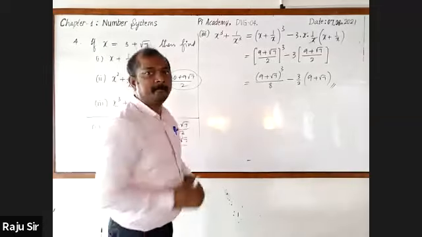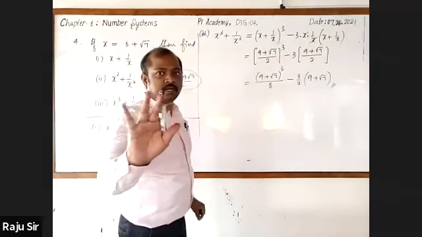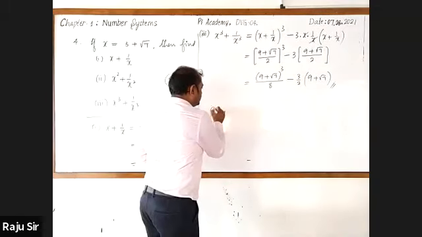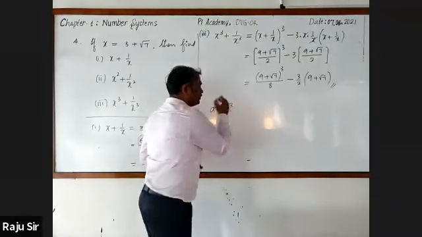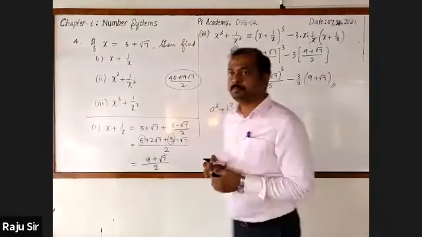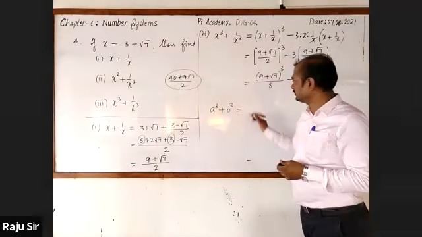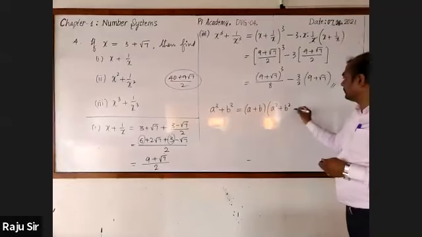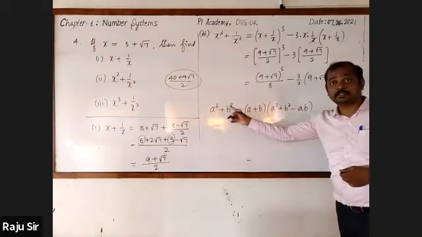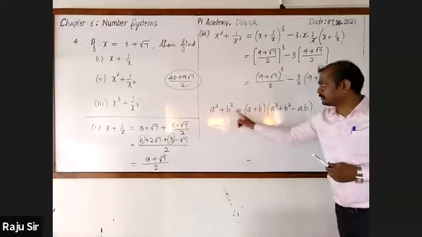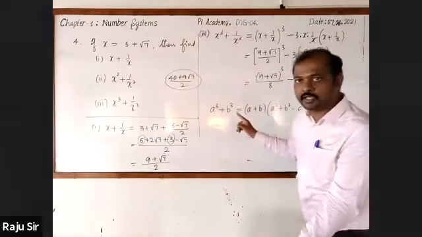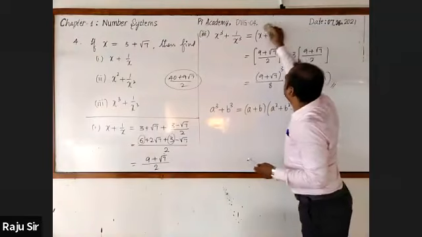Observe it. Don't try. This can also be written in another way. Here, a cube plus b cube can be written as a plus b into a square plus b square minus ab. This is another identity: a cube plus b cube equals a plus b into a square plus b square minus ab. I'll write according to this. Just look at it. Don't copy.